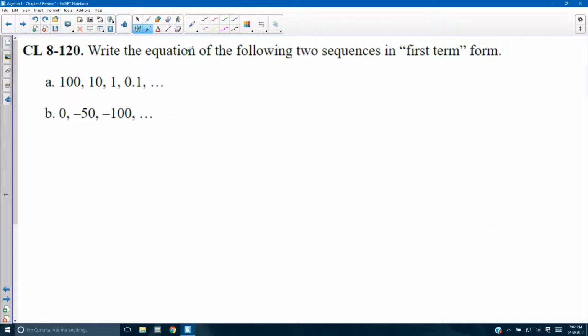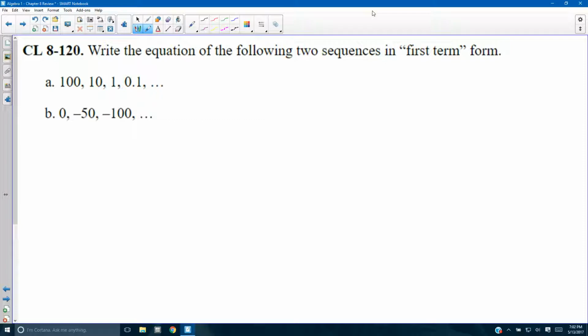Number 120, write the equation of the following two sequences in first term form. We've been using the 0th term. Oh, no, I take that back. These are geometric sequences. Okay. I think we've used both first term and 0th term for that.